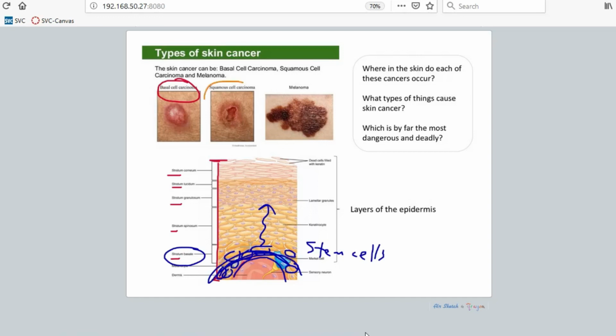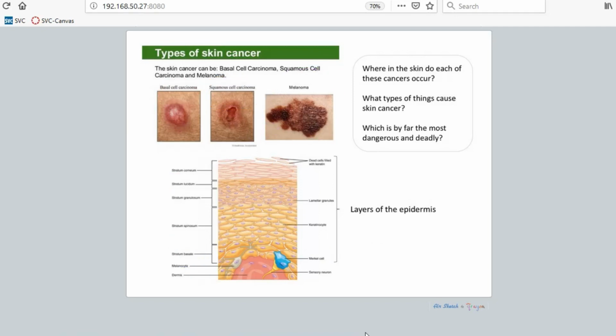What about squamous cell carcinoma? Where would we find those? How about up in these squamous shaped cells, up here in the most superficial part of the epidermis? Again, these keratinocytes. And three, what about melanoma? Well, as you can guess, melanoma is cancer of these melanocytes right there. What type of things cause skin cancer? Okay, we can look at that. And which one of these three is by far the most dangerous and deadly, and why?